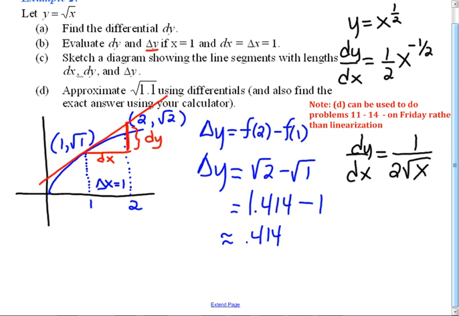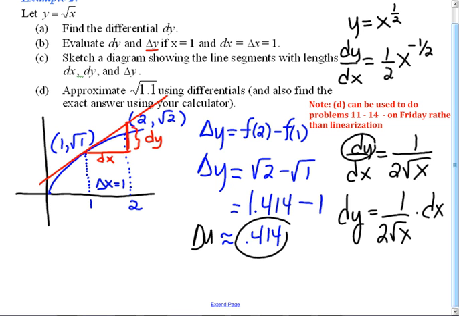Okay, now for the hard part. Let's find dy. This is algebra. It's 1 over 2 square root of x times dx. Either way, however you want to look at it. I found delta y. This is delta y. I want to find dy now. This is delta y, isn't it? Yeah. So let's find dy. What's x equal to?